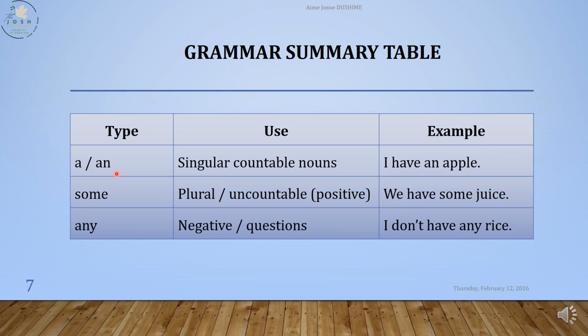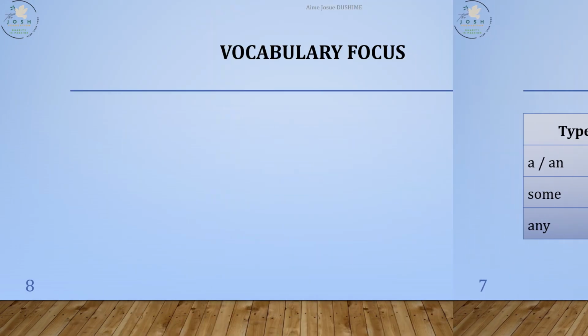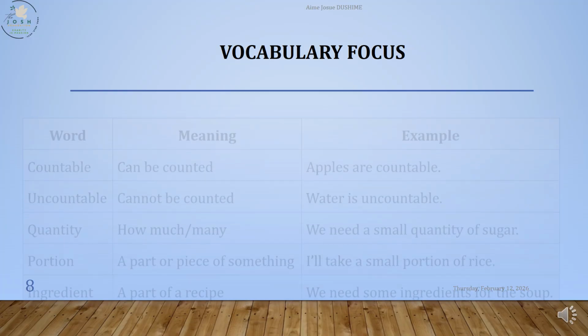A and an are used for singular countable nouns only. Countable nouns which are singular. I have an apple. We have an umbrella. You use some for plural or uncountable but in positives. If it's plural or uncountable, we don't care as long as it is positive. We have some juice. Any is used for negatives or questions, like I don't have any rice.